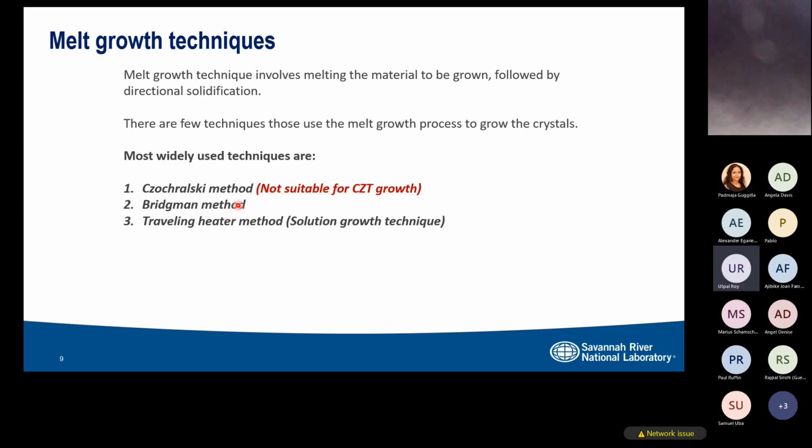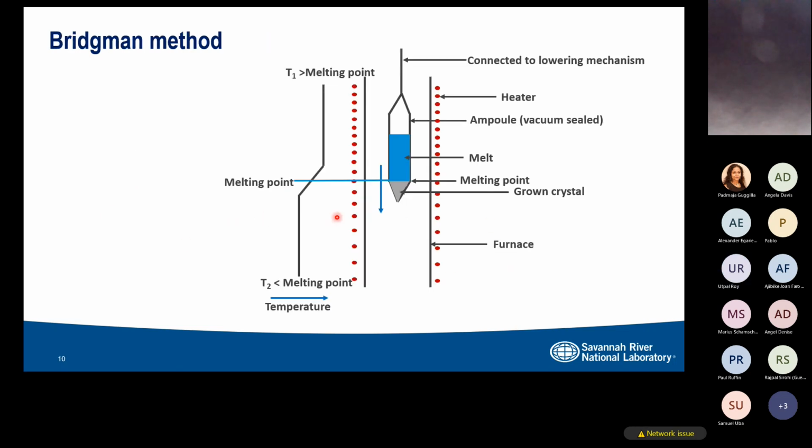There is another technique called Bridgman method and a traveling heater method. I will talk a little bit about Bridgman method and traveling heater method because these are the two techniques people are using to grow cadmium zinc telluride or cadmium telluride. Now this is a Bridgman growth method. What is that? It is very simple. Crystal growth is basically a very simple technique.